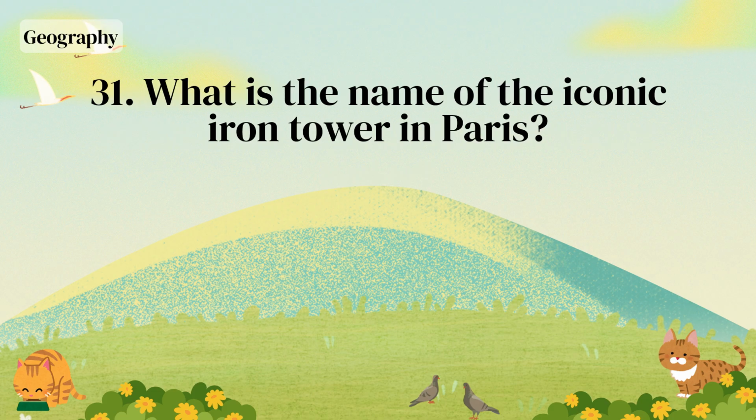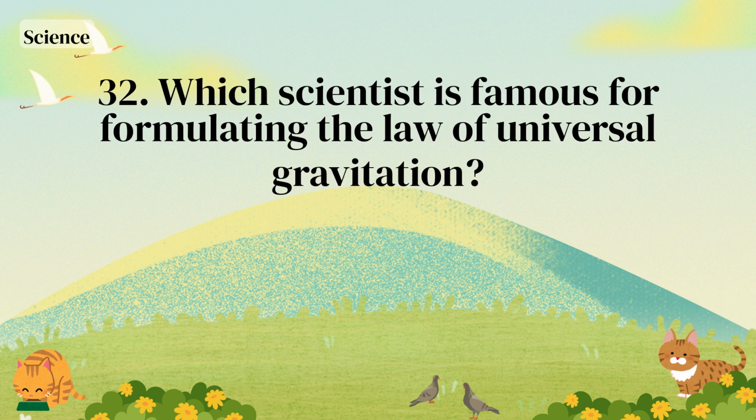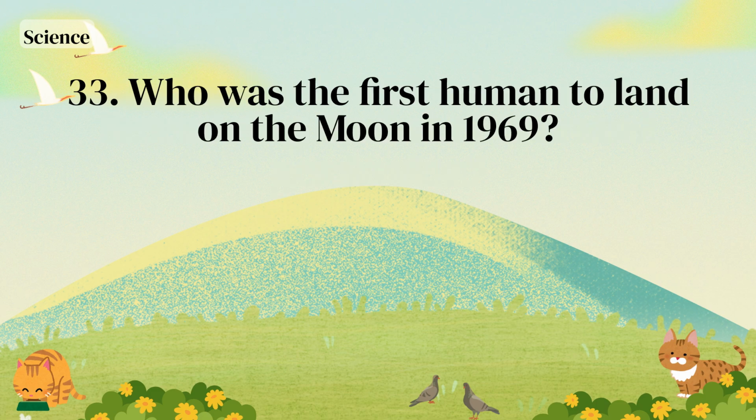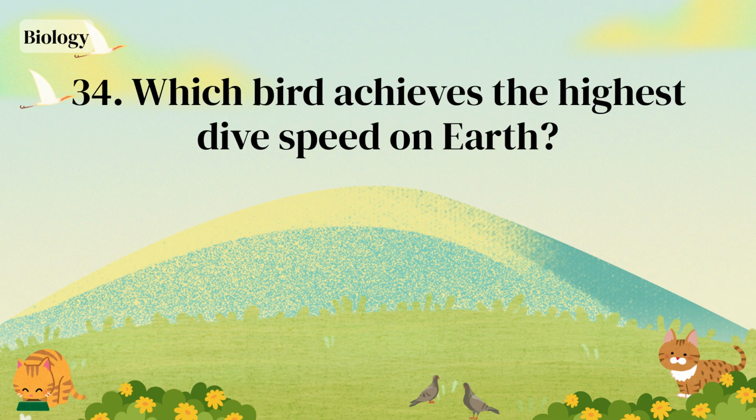Interval. What is the name of the iconic Iron Tower in Paris? Eiffel Tower. Which scientist is famous for formulating the law of universal gravitation? Isaac Newton. Who was the first human to land on the moon in 1969? Neil Armstrong. Which bird achieves the highest dive speed on Earth?